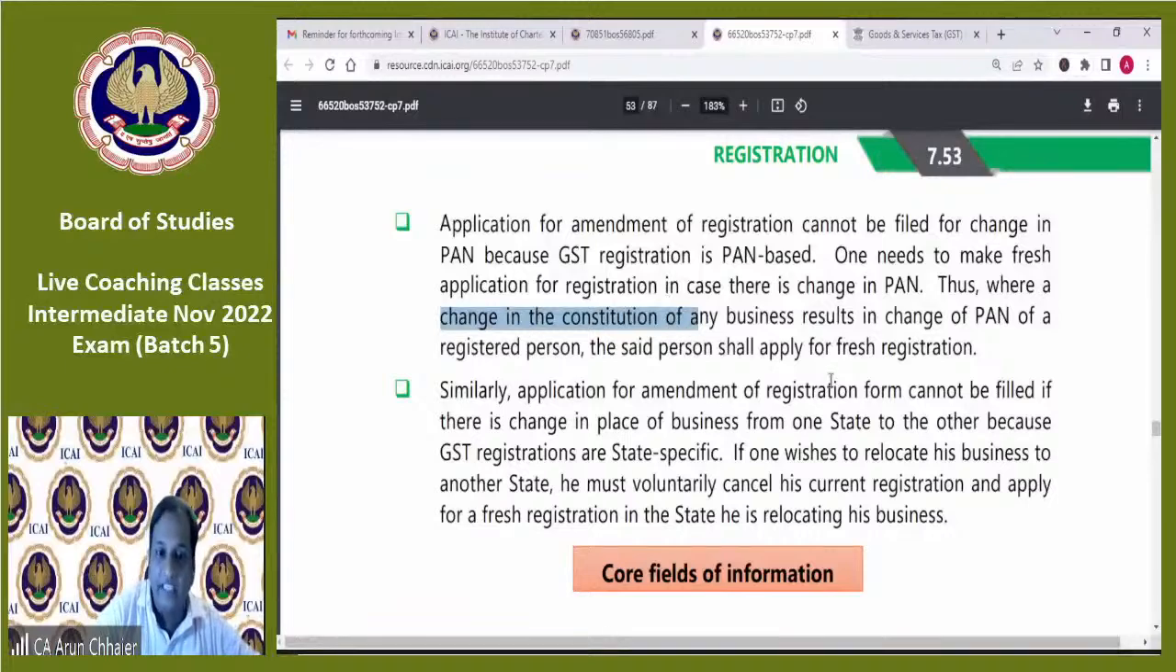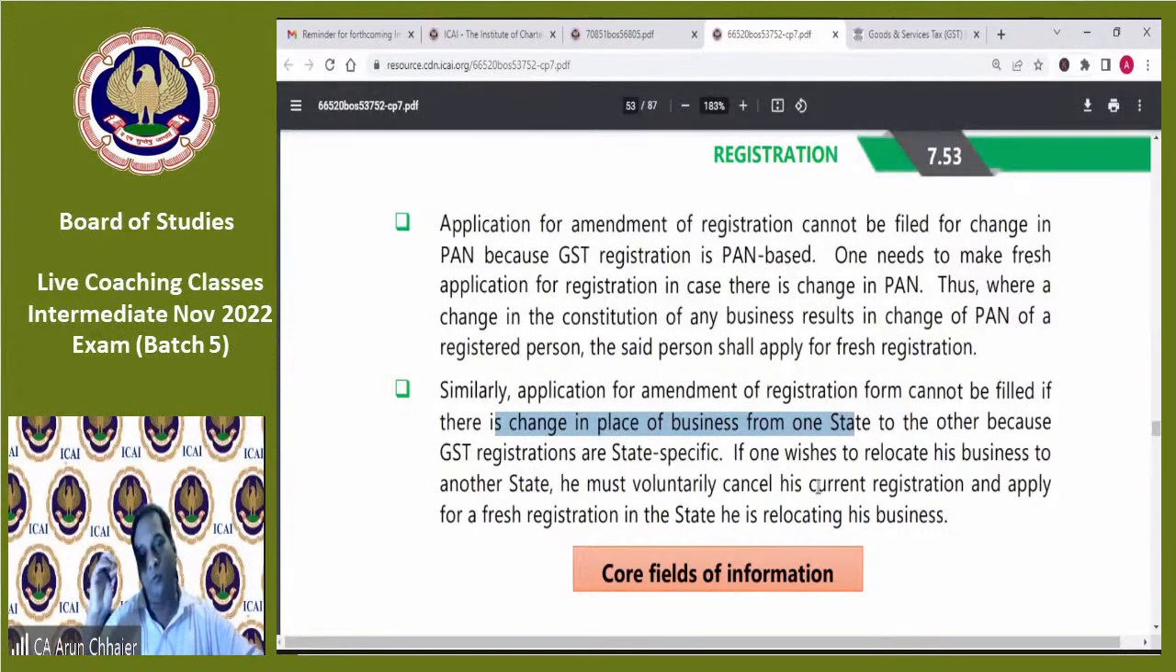Similarly, an application for amendment in the form cannot be filed if there is a change in the place of business from one state to another state, because again, GST number is state specific. In case of more than one business place, is an additional place in another state added?